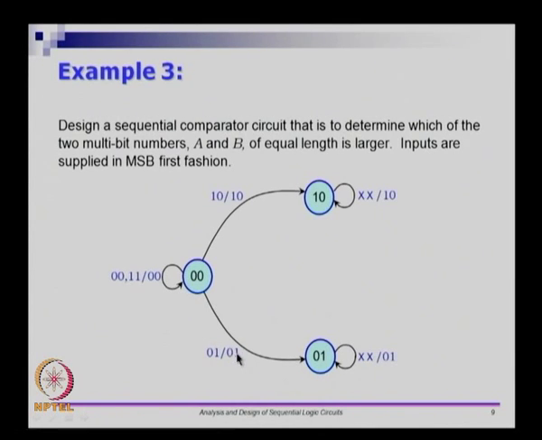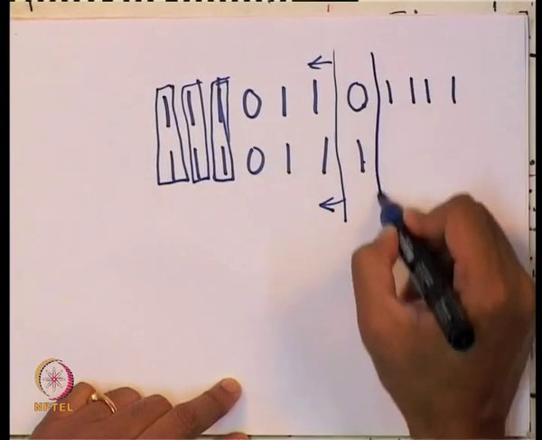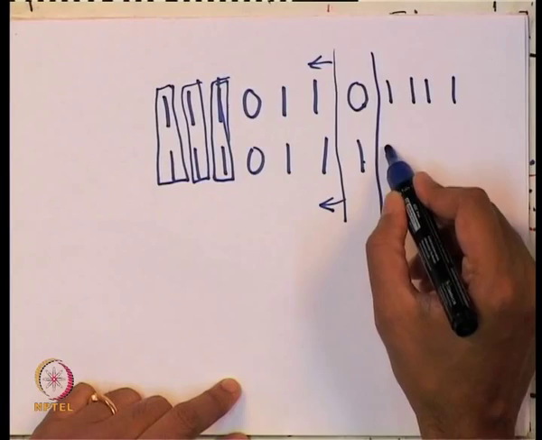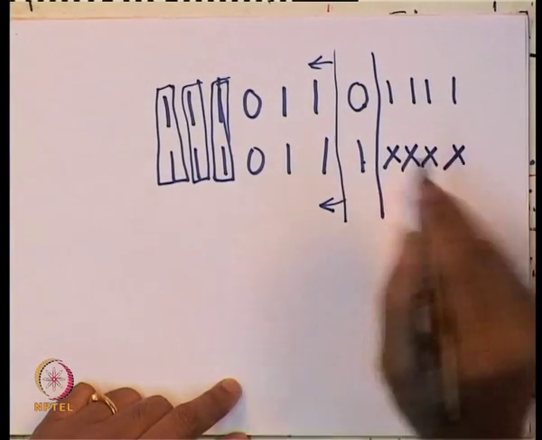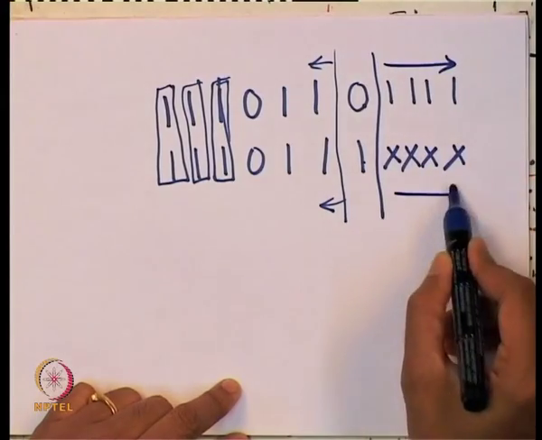So if it is 01, B is greater, and the moment I decide that B is greater, all the bits that are going to come later do not matter. So even if I have any bits here after this and any bit here after this, it does not matter. It could be any sequence of bits after this and after this.